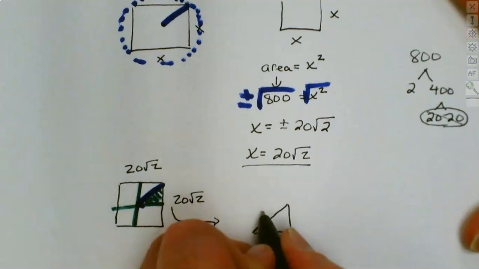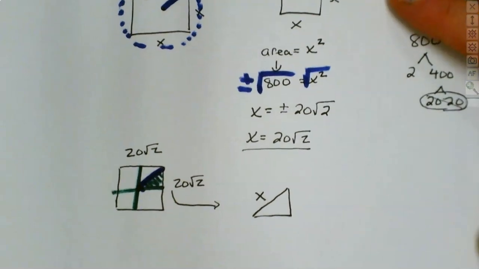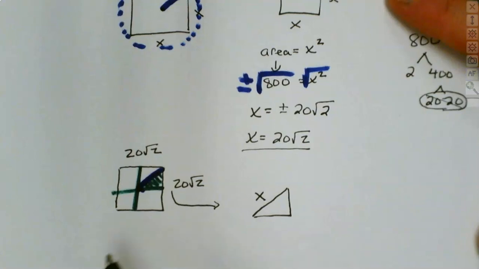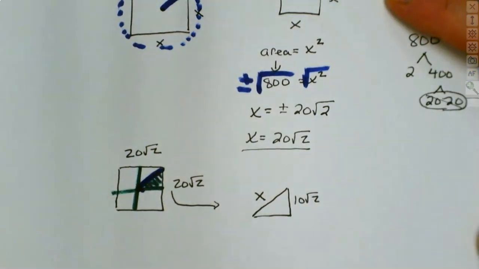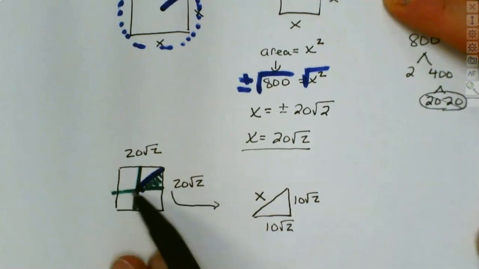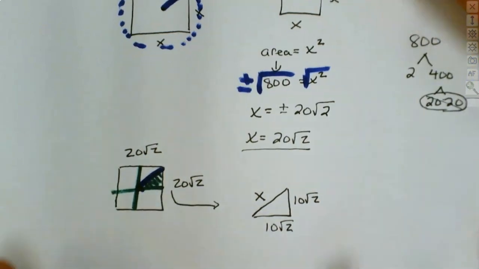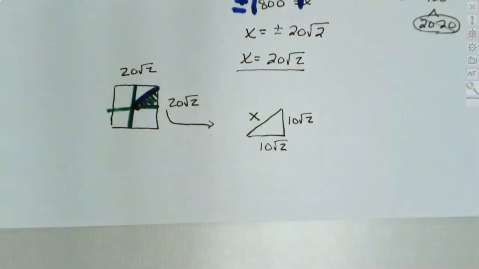Now the radius, you can use an R or an X, it doesn't matter. But what about the length and the width? Well, they should be the same because they came from this square. This entire part was 20 square root of 2. So that means this one is 10 square root of 2, and this is also 10 square root of 2 because it gets halved. Now we can apply our Pythagorean theorem and finish out this question.